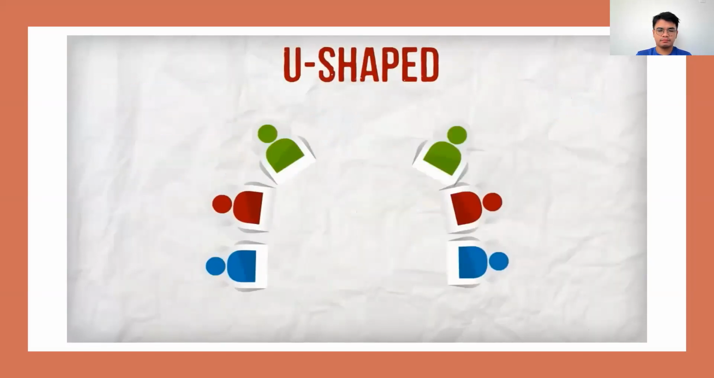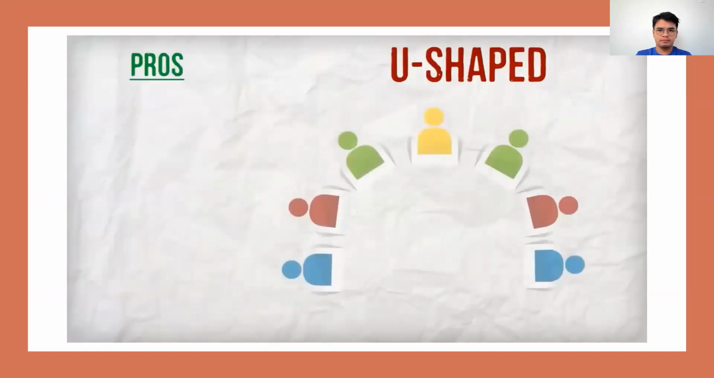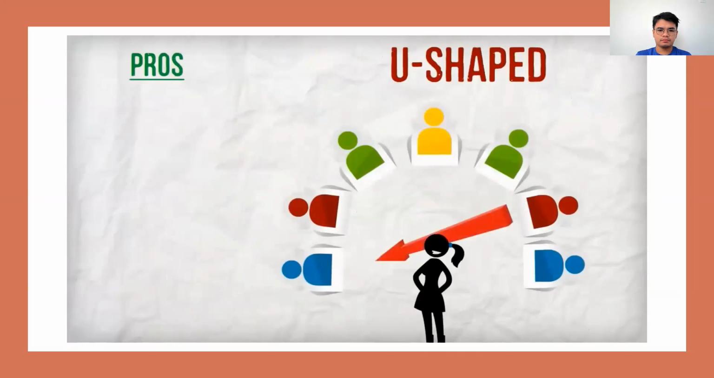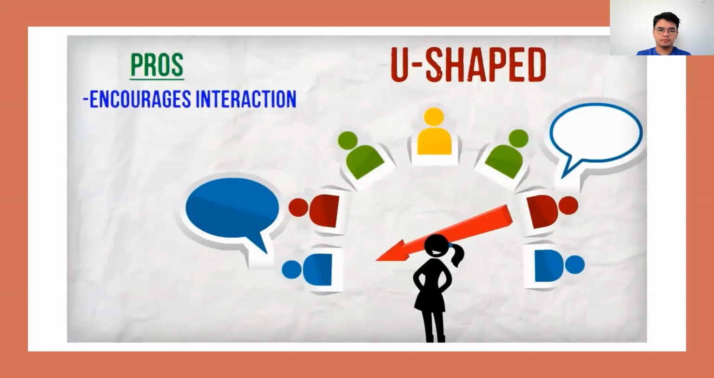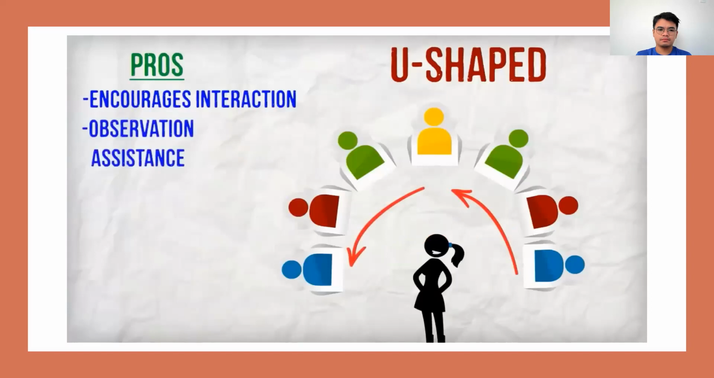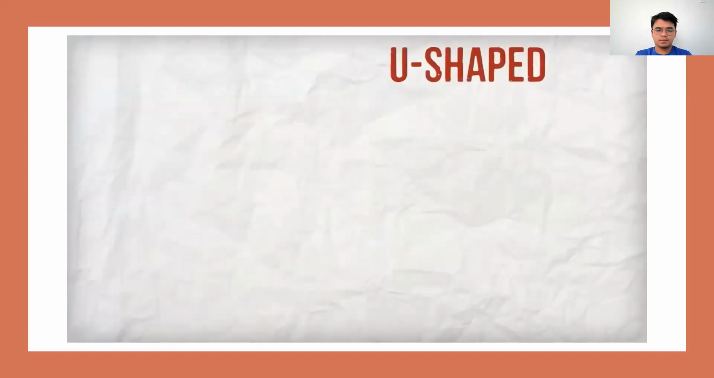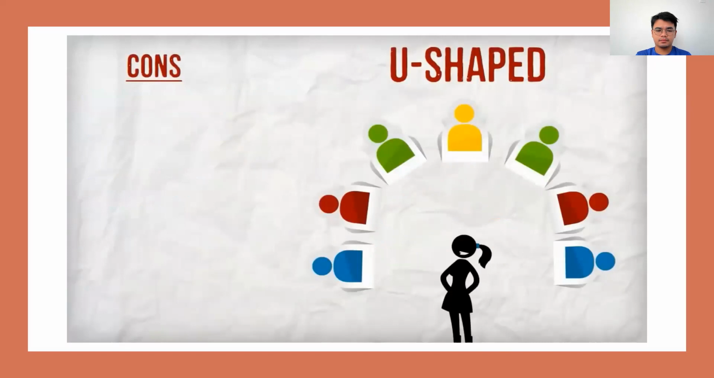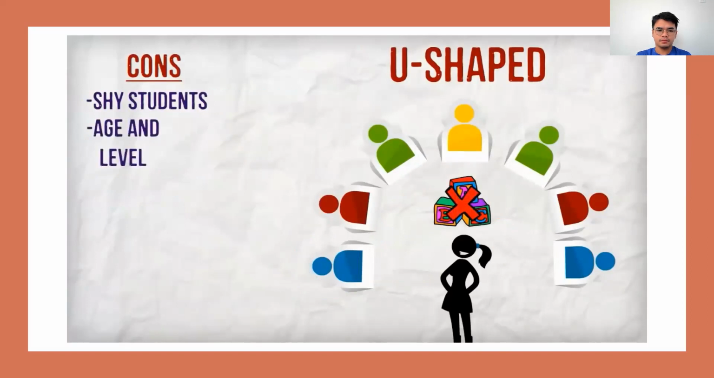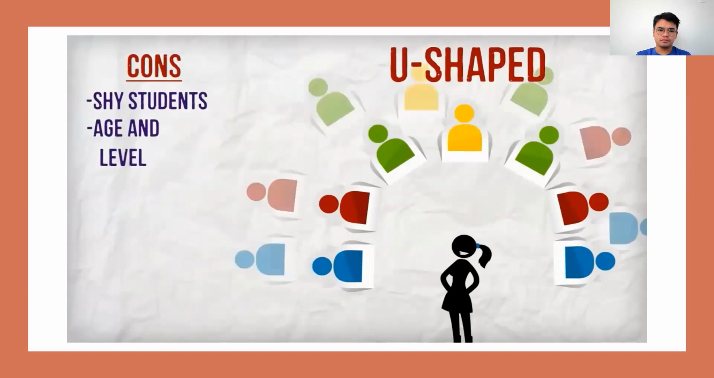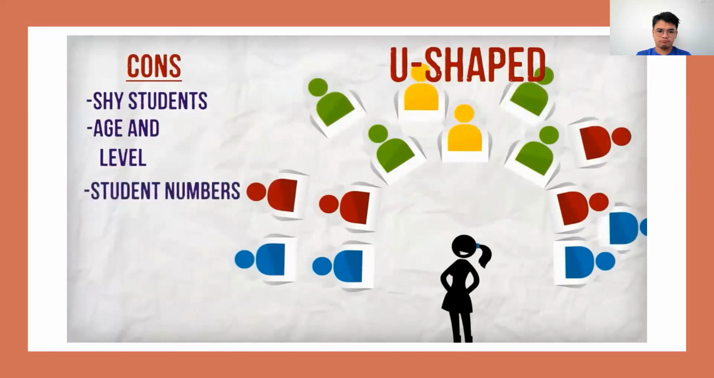U-shaped seating, for classes that want more interaction between the student and educator. The pros to U-shaped seating are: encourages discussion and interaction, easy to observe students and provide one-on-one help if needed, and helps control some students with behavioral problems. The cons are: shy students may feel anxiety being part of one large group. It cannot be used with all ages to control behavior. And classroom size and number of students can make it difficult to use.